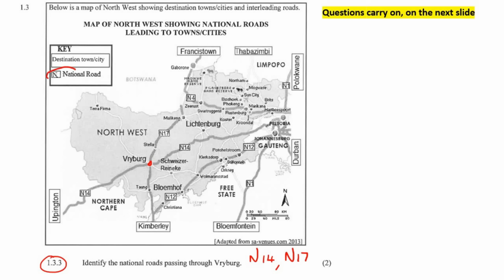Oh, and here they also remind us that a national road has an N. I think it's those two, hey, because this one over here, that's not a national road. This question says, write down the number of destination towns as shown on the map.